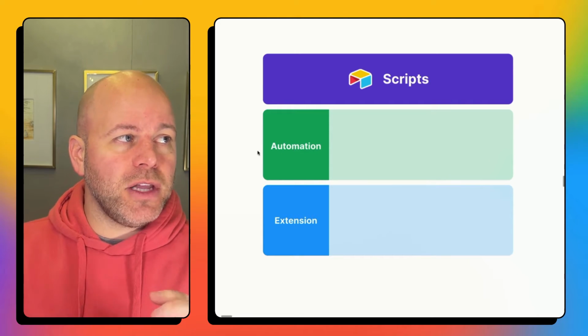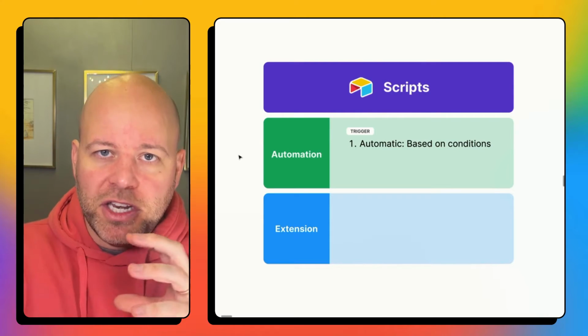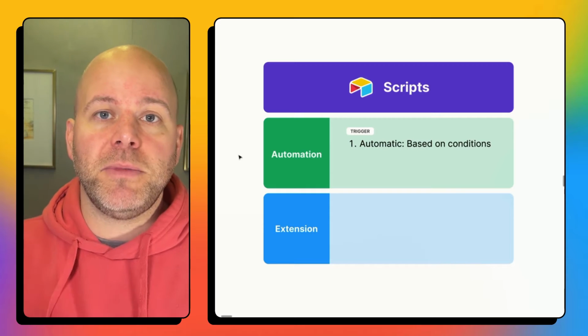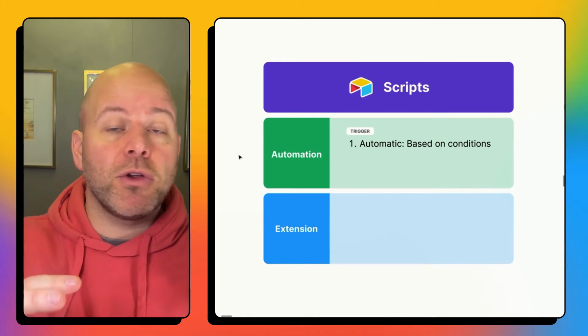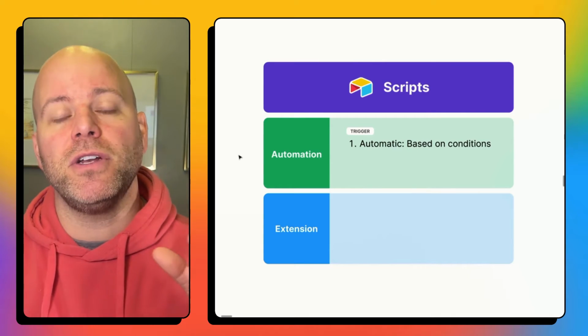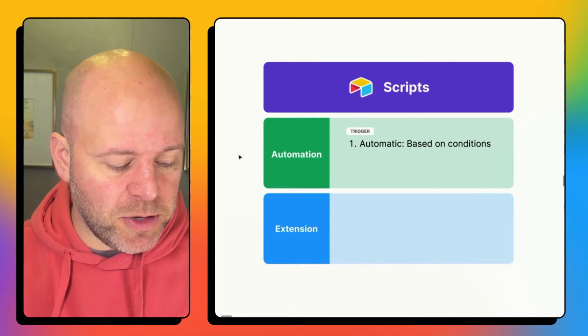So let's look at the 4 methods now, and let's start with our condition-based triggering. So this is going to be automatic. These are going to be the situations where if a record is created, or if a record enters a view, or a record meets certain conditions, then we are going to trigger a scripting block.